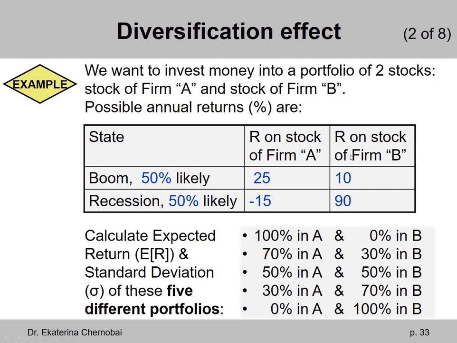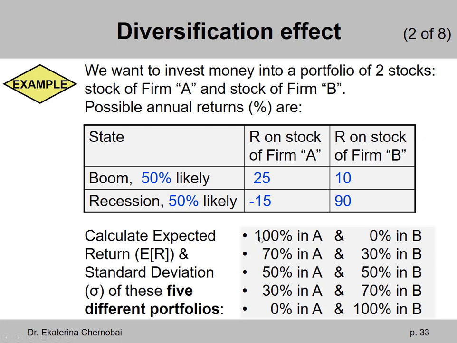Normally, we would also be given the weights of A and B. We don't know the weights, we just know the returns and the probabilities of the possible outcomes. So what are we going to do about the weights? Let's calculate the expected return and the standard deviation for 5 different combinations of weights. In other words, for 5 different portfolios.